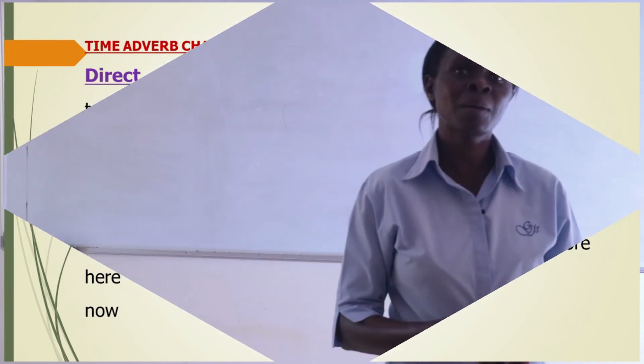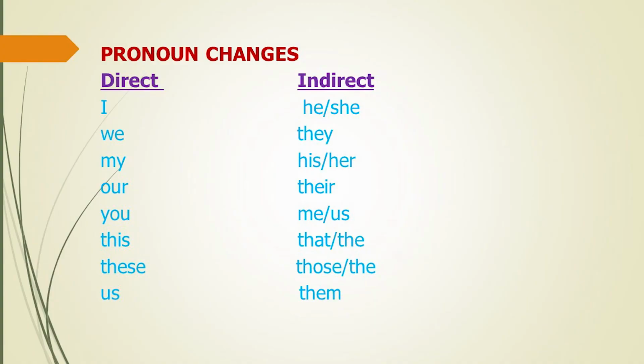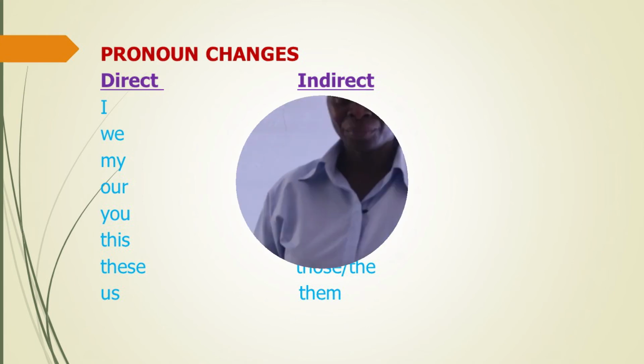So let's look at how some pronouns change. In direct speech, if I'm speaking, I say I. So if someone is reporting what I've said, the I might change to he or she. We changes to they. My changes to his or her. Our changes to their. You changes to me or us. This changes to that. These changes to those. Then the word us changes to them.